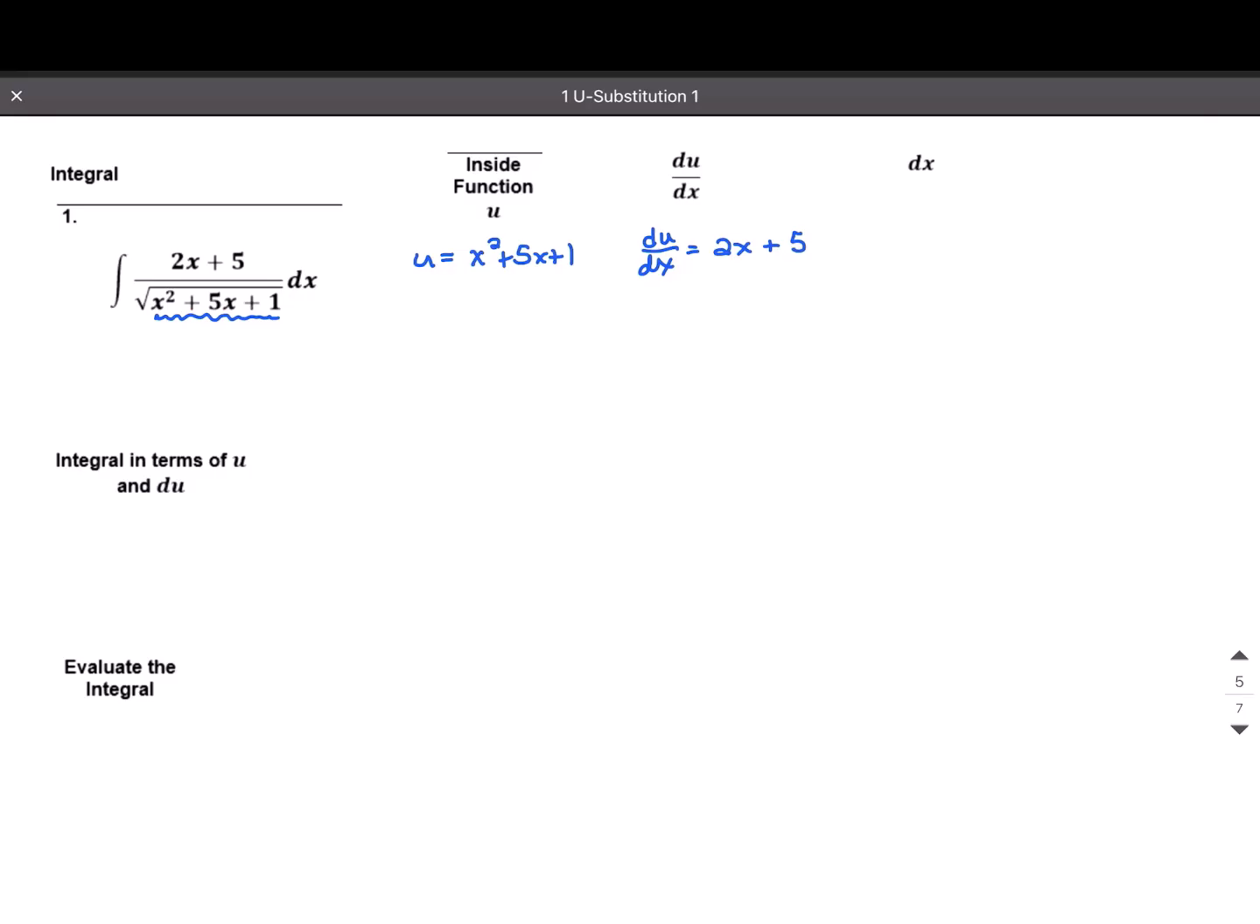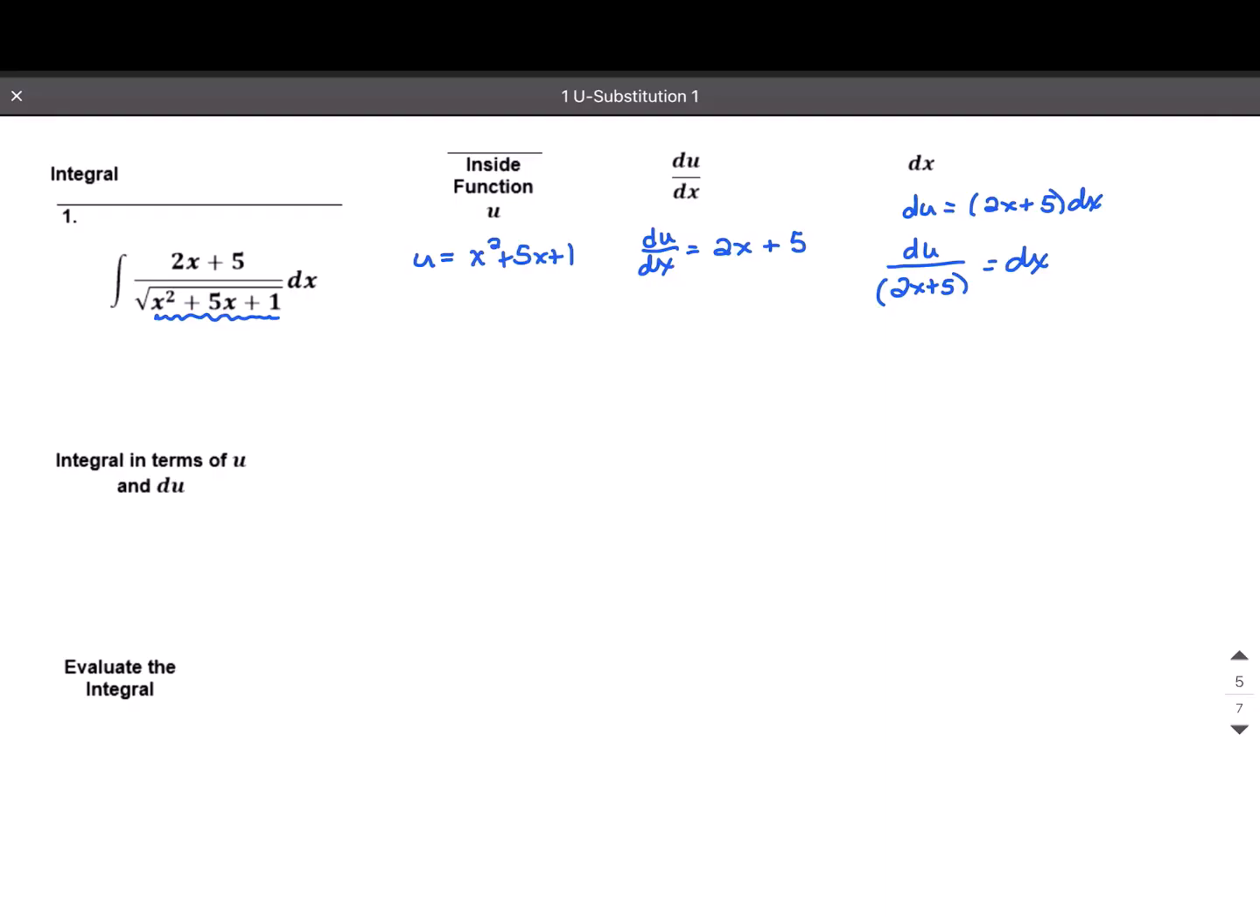Now we're going to solve for dx. So we have du equals (2x plus 5) times dx, or du, and if I divide by the 2x plus 5, that's my dx.